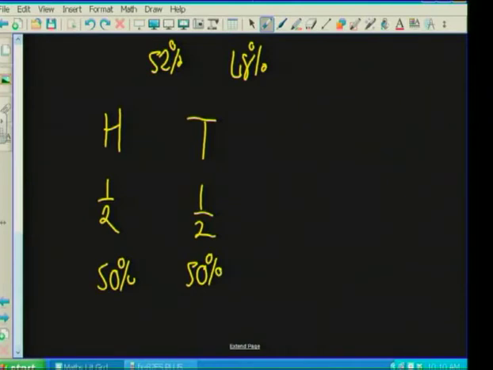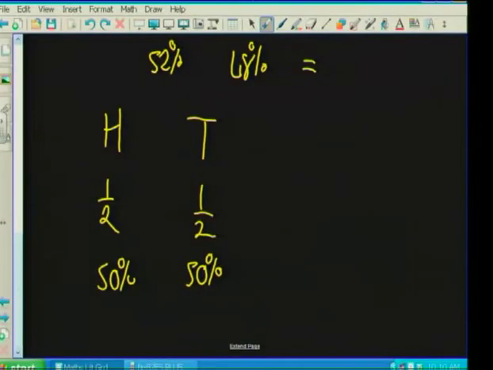Now, you can see that the statistical versus the theoretical in this case were different. Remember, my statistical probability of getting heads turned out to be 52%. For tails, it was 48%. Just as a matter of note here, notice that both of these must always add up to 100%. Something has gone wrong if you don't get 100% for the total.